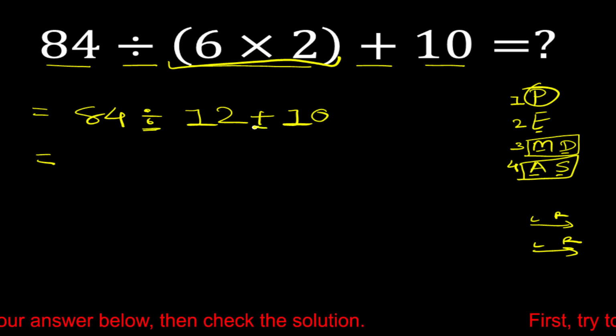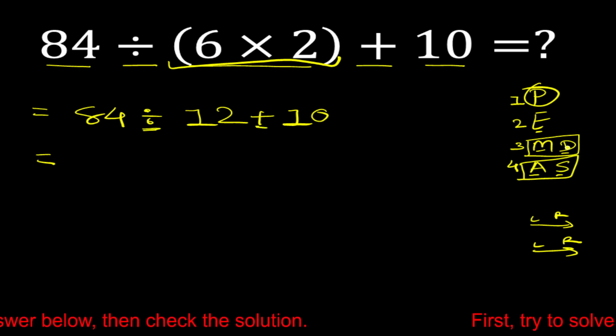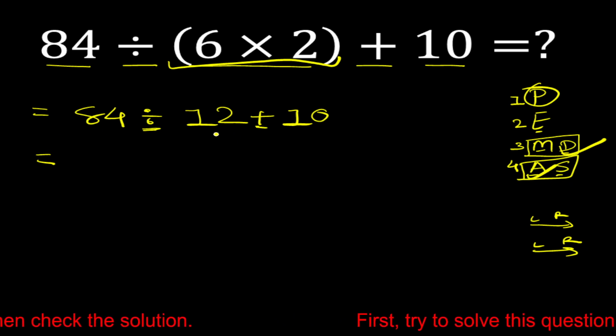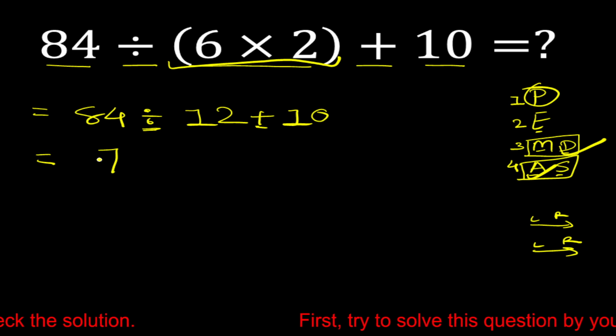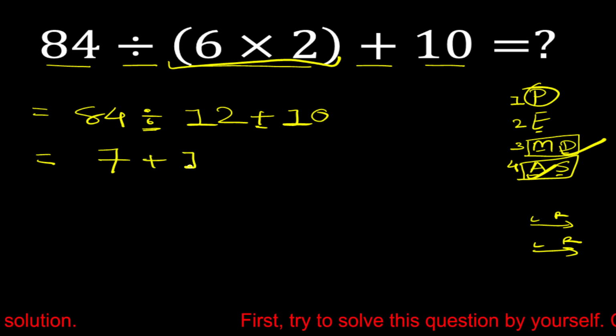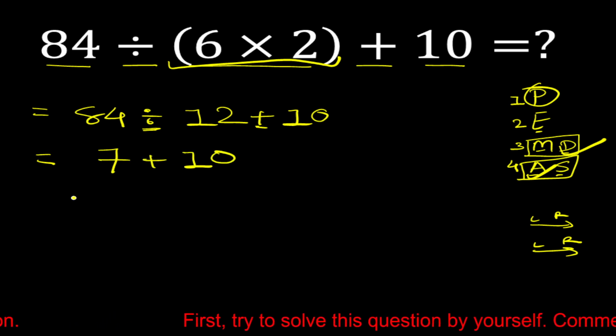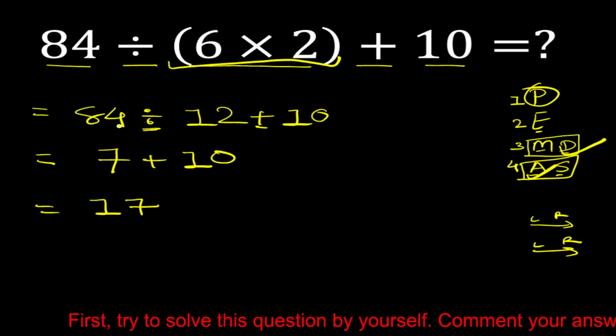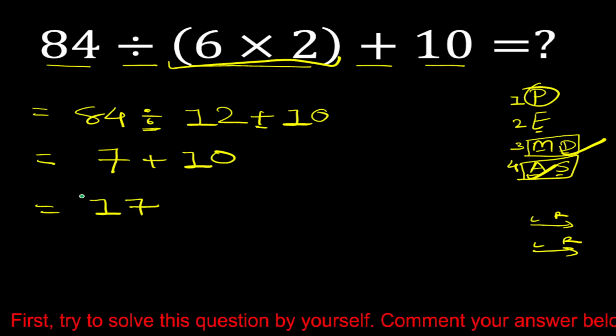here is one division and here is one addition. So first we have to solve division, then we have to solve addition. Okay, so 84 divided by 12 is equal to 7, plus 10. Okay, so now 7 plus 10 is equal to 17. Okay, so the correct answer is 17.